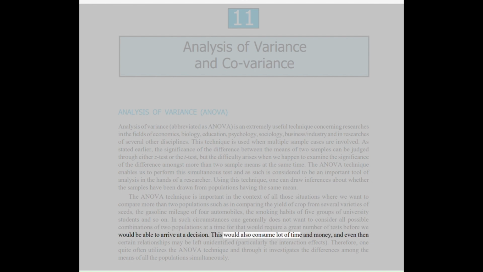This would also consume lot of time and money, and even then certain relationships may be left unidentified, particularly the interaction effects. Therefore, one quite often utilizes the ANOVA technique and through it investigates the differences among the means of all the populations simultaneously. What is ANOVA?